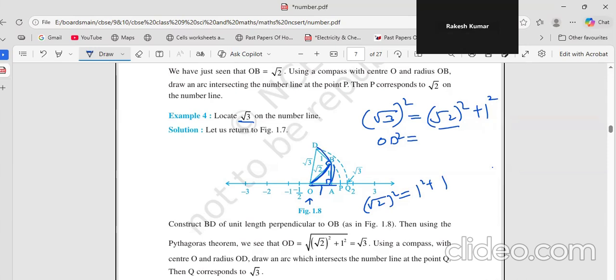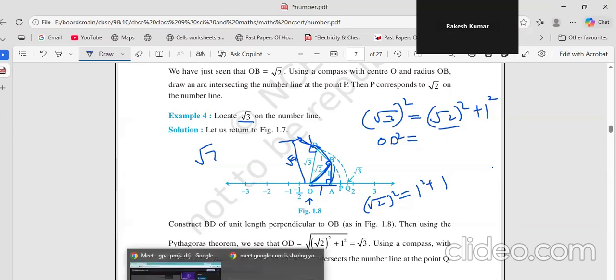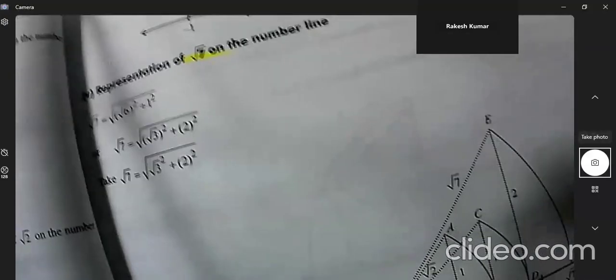But supposing by this method I have to do root 7, this will be very long and you will make mistakes. You'll have to draw 1 here, make a perpendicular, make 1 here, then you will get 4, then again root 4. Then this is nonsense. Don't do this. The other approach is this. You do this.